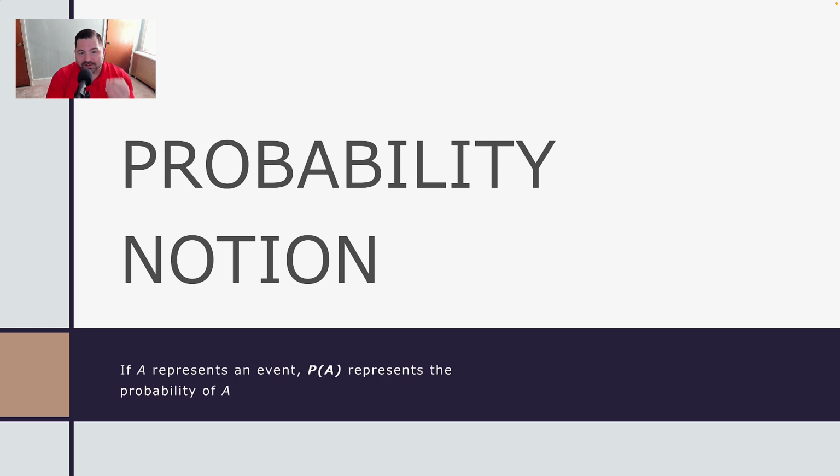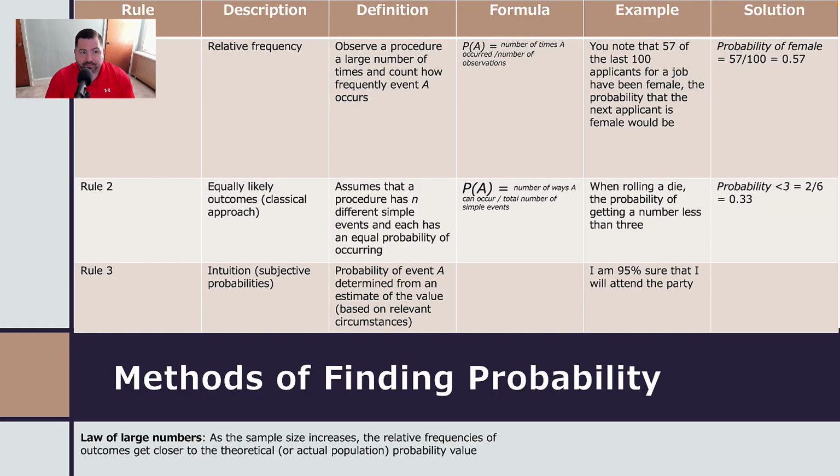In terms of notation, we have to use the letters A, which represents the likelihood of the event happening, and B, which is the likelihood of the event not happening. So if we use this notation, P stands for probability, and A represents the event, we're looking at the probability of the event happening in this particular case.